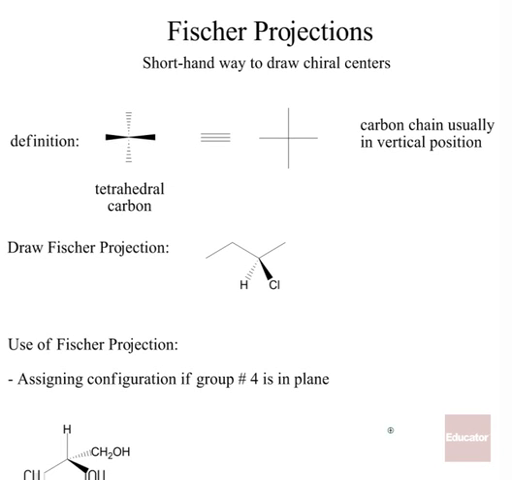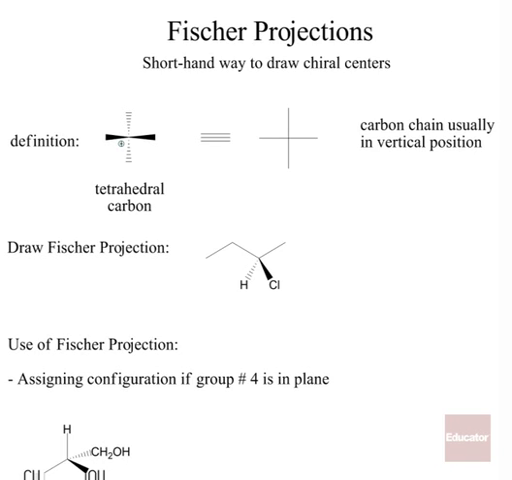Now I'd like to talk about a shorthand notation we can use to draw chiral centers, and these are known as Fischer projections. Here's the definition of a Fischer projection. We're going to view a tetrahedral carbon from a very unique perspective. Usually we draw tetrahedral carbons in such a way that two bonds are in the plane, so it's easy to draw, and one is a wedge and one is a dash. That's usually how we draw our drawings.